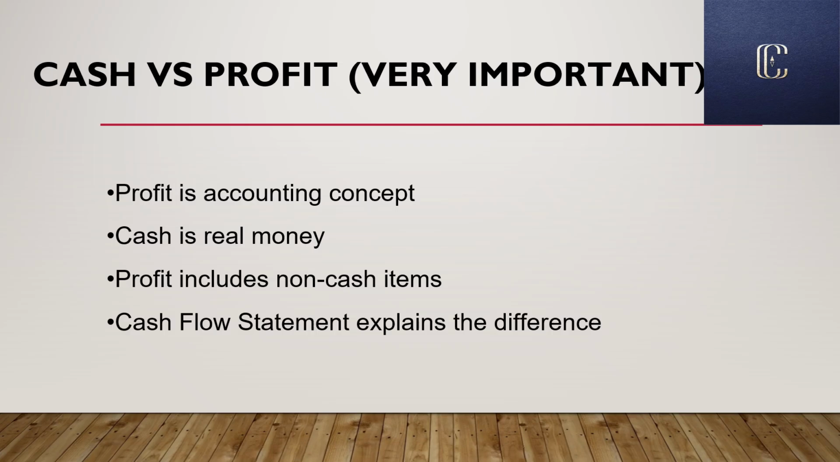Cash is real money. Cash means it may be physical cash or the bank balance or the money that can be used immediately. Cash is what you use to pay salary, pay rent, pay EMIs, and buy stocks. Salary cannot be paid with profit. It must be paid with cash. That is reality.